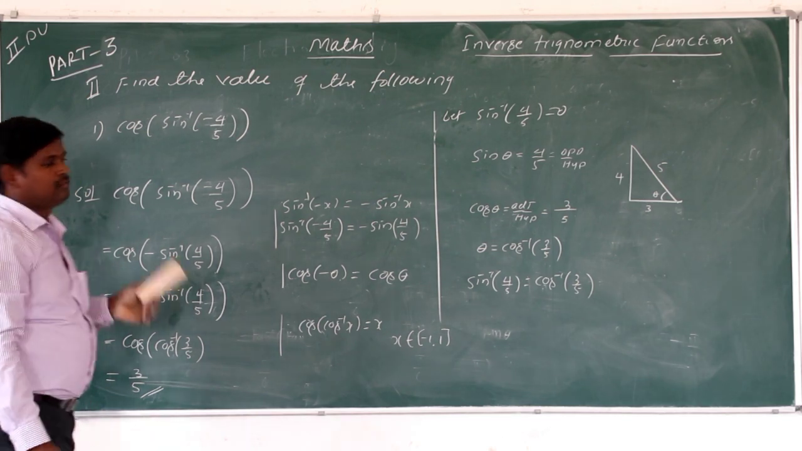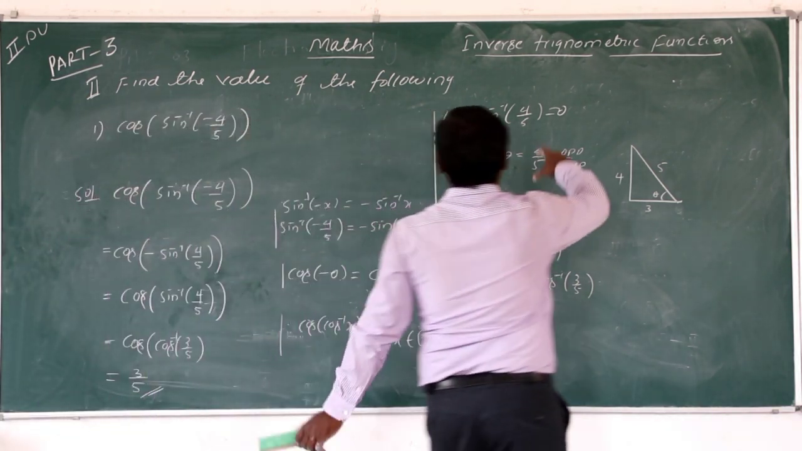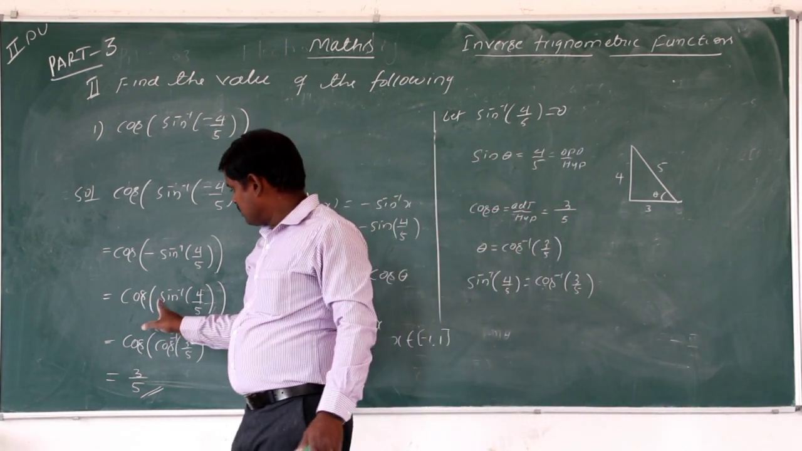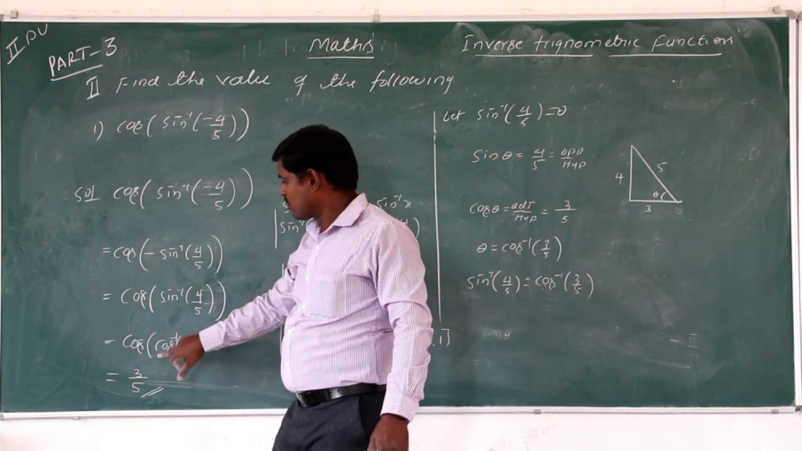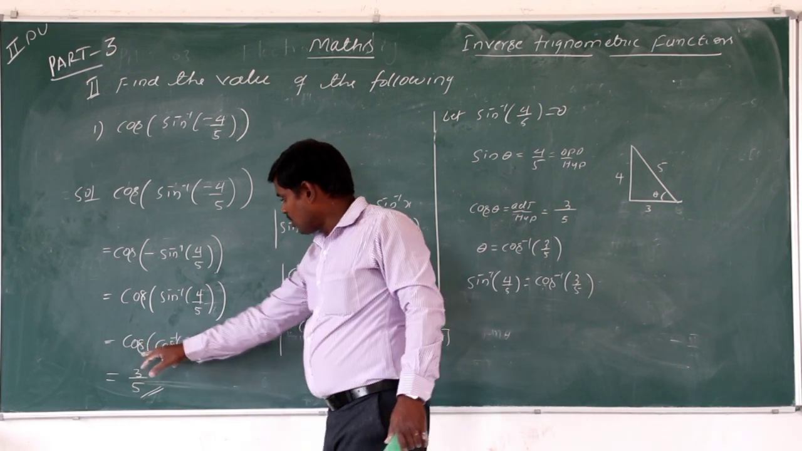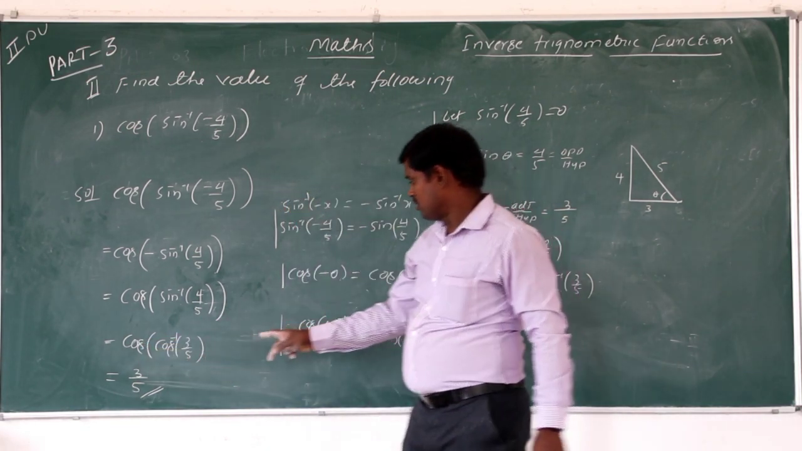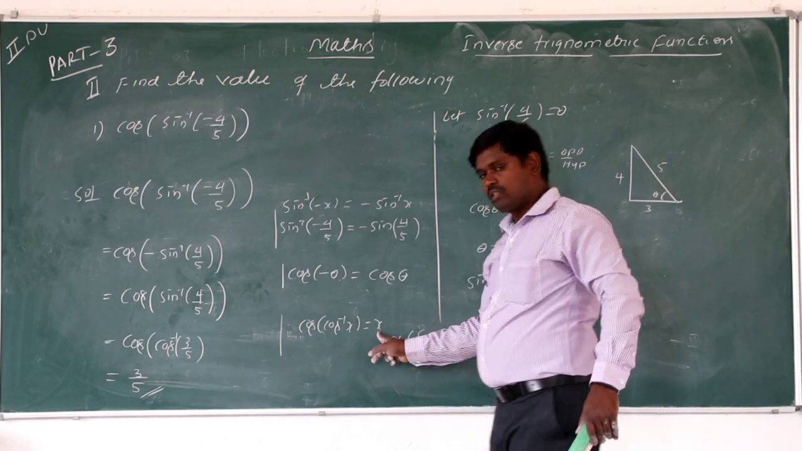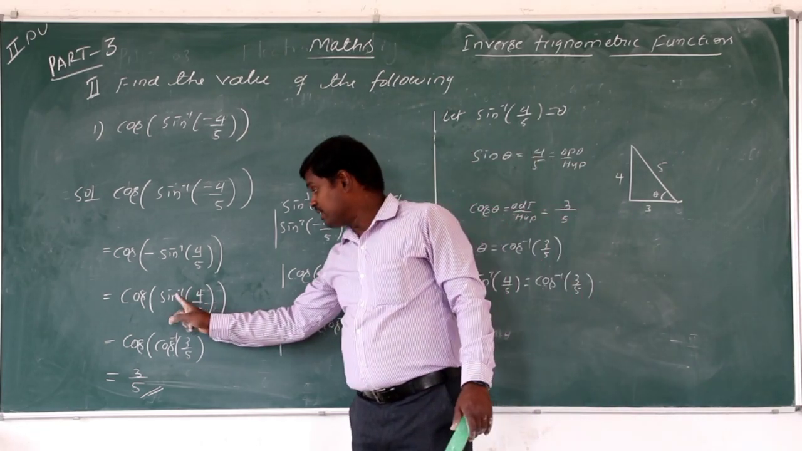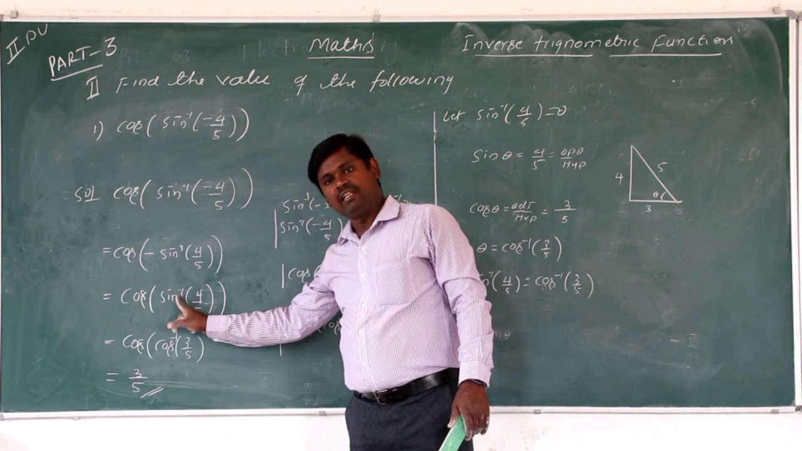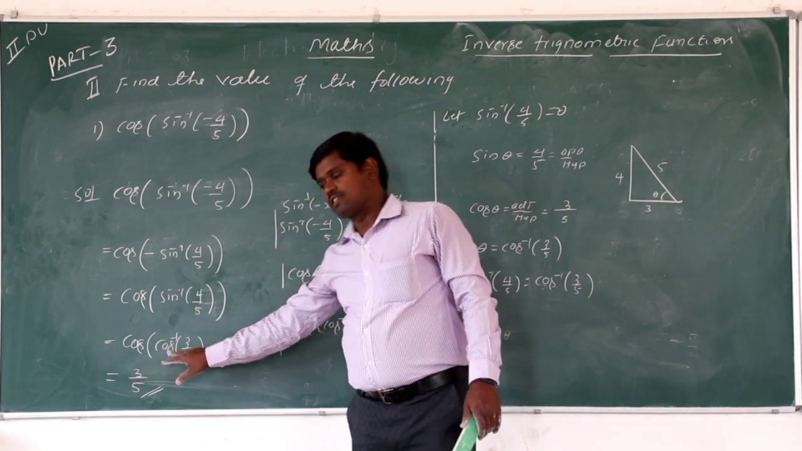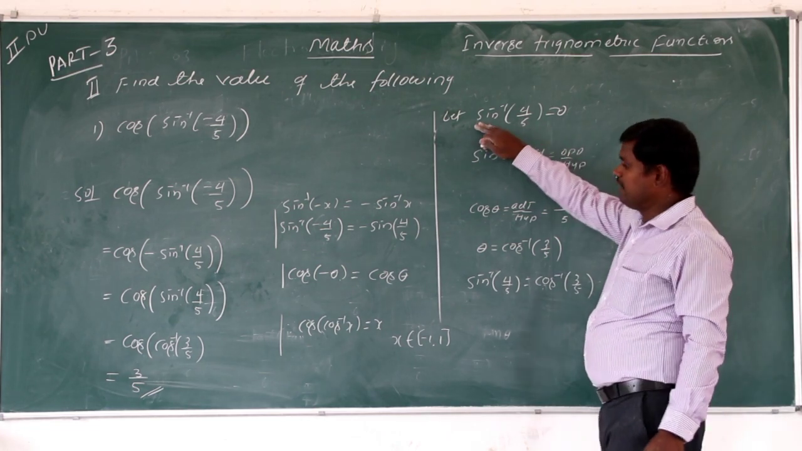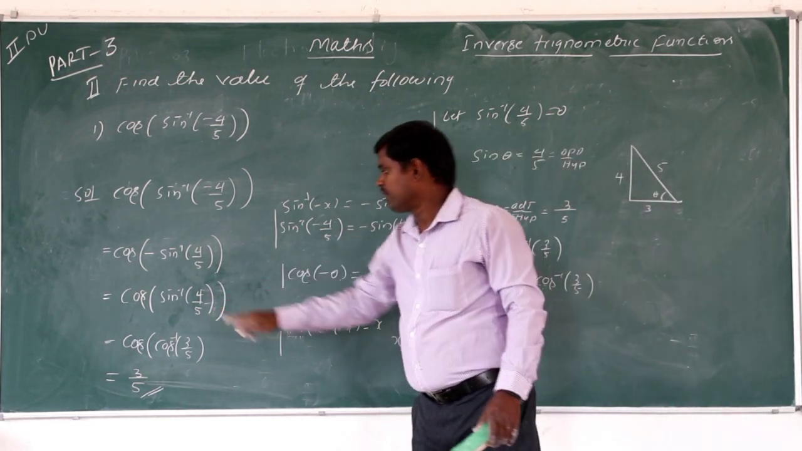Is it clear? So it is very important. We are going to convert this sine in terms of cos, because we already know the formula that cos inverse of x is equal to x. So we are going to change the terms from sine inverse into cos inverse. For that we are doing it like this.